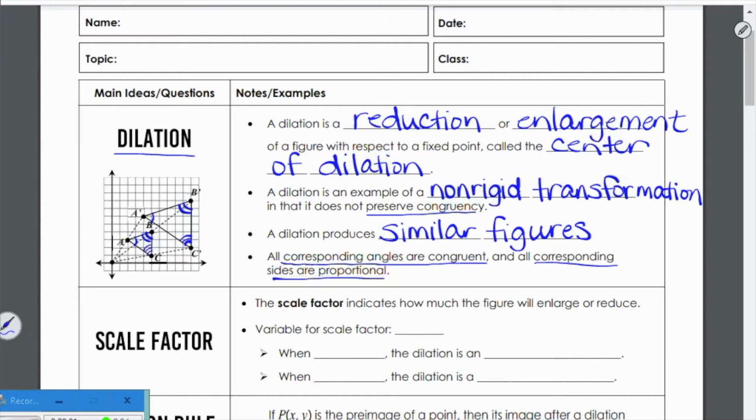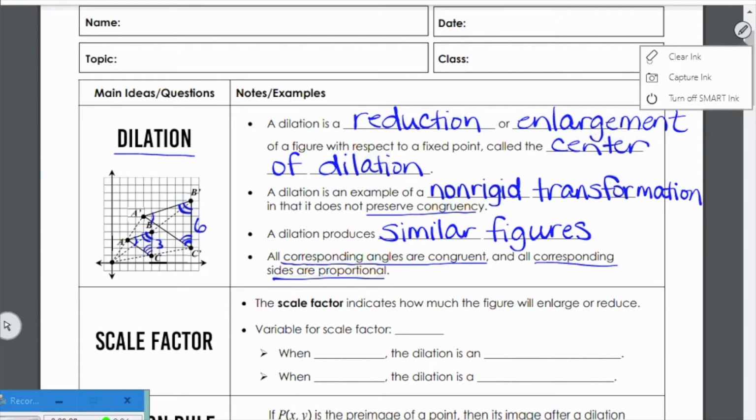So look at side BC. I can tell that side BC has a length of 3, and I can tell that side B prime C prime has a length of 6. So that means that the sides have gotten twice as big. Okay, so that's something to keep in mind. Our sides are twice as big. So that means I don't know what the side AB is, but A prime B prime is 2 times as long as side AB. So that's what proportional means.